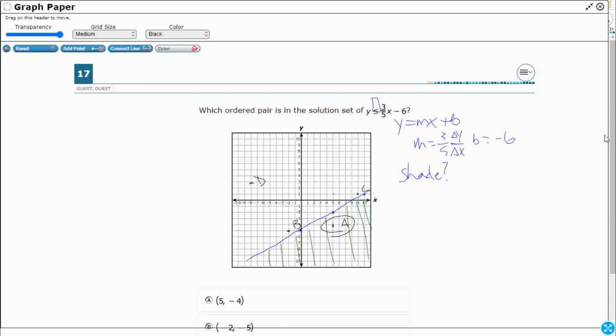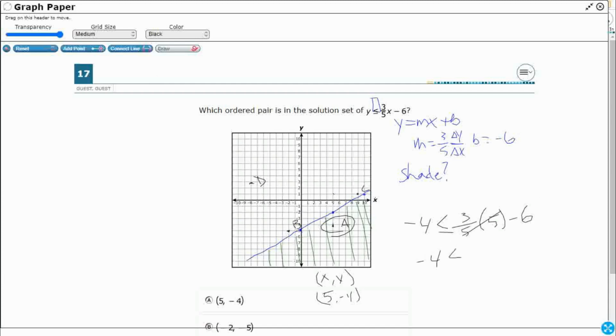And if we want to, we can go ahead and plug this in, since this is an x and a y. Let's plug that in to make sure it makes a true statement. So my y is -4. Is that less than or equal to 3/5 x, which is 5, minus 6? Simplify it, right? That's just going to cancel each other out.